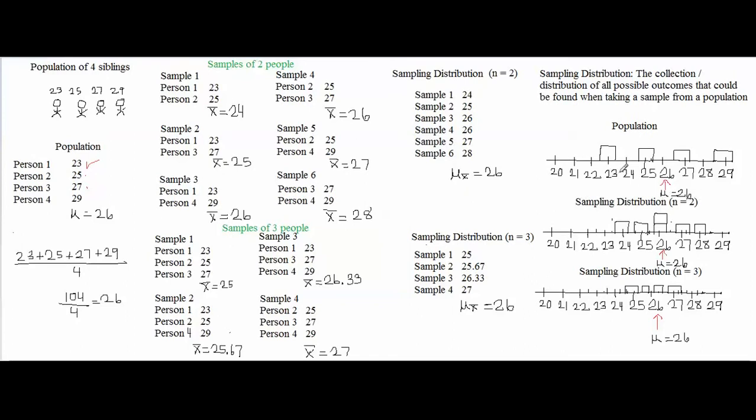The reason why we're getting less spread is because as we go from here down to here, each box is based on a larger number of people. In this case, up here in the population, each box is only 1 person. In this histogram, each box is actually a mean of 2 people. And down here, each box is actually a mean of 3 people. So as we go from values based on 1 person to values based on 2 people to values based on 3 people, we're getting less and less spread.